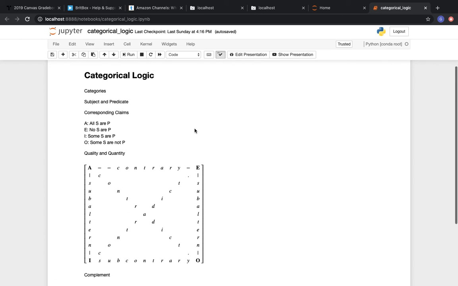I've got a few notes here, and I'm going to be referring to this as we go, and I'll be adding to it also.